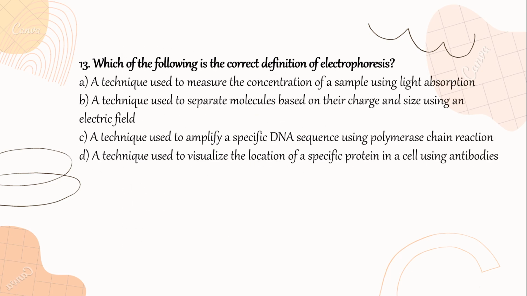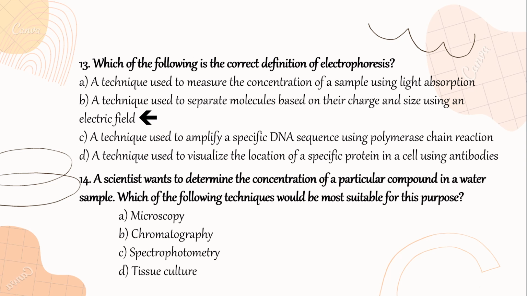Number 13. Which of the following is the correct definition of electrophoresis? A. A technique used to measure the concentration of a sample using light absorption. B. A technique used to separate molecules based on charge and size using an electric field. C. A technique used to amplify a specific DNA sequence using polymerase chain reaction. Or D. A technique used to visualize the location of a specific protein in a cell using antibodies. So the correct answer is B. A technique which is used to separate molecules based on their charge and size using an electric field.